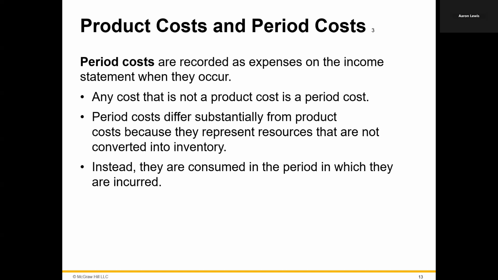So if you are paying your CEO salary, since that person isn't actually making goods, you expense the CEO's salary at the time that it happens. Whereas if you have a line worker who's on the production line making stuff, they are making the goods. That salary would have to go through inventory first.